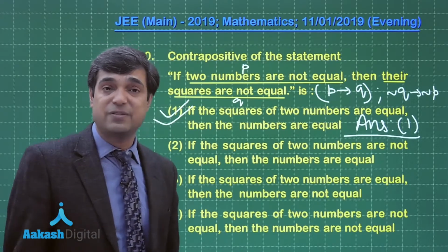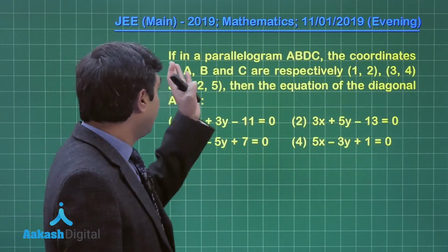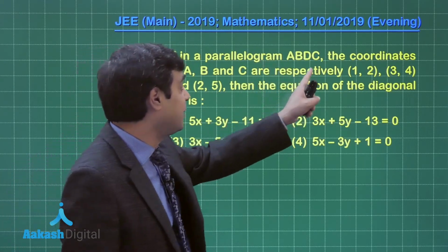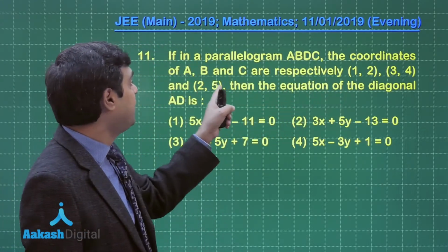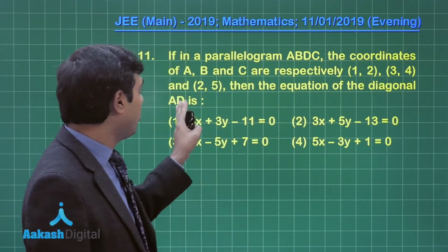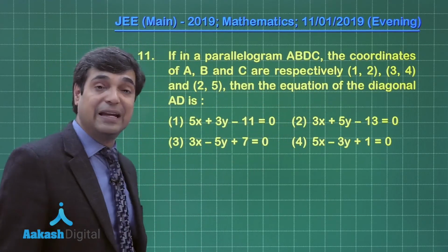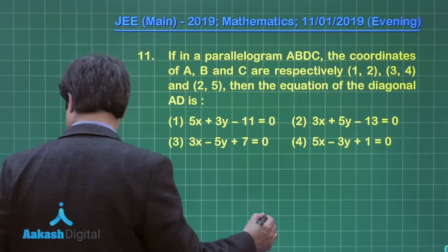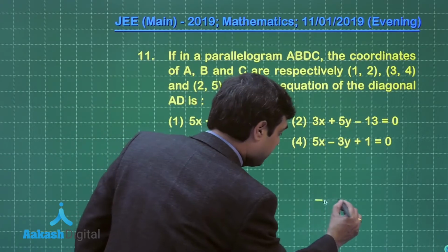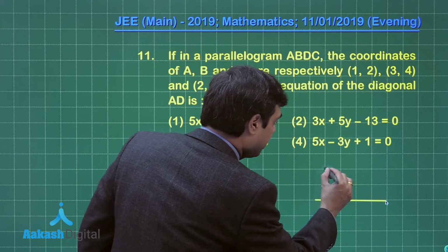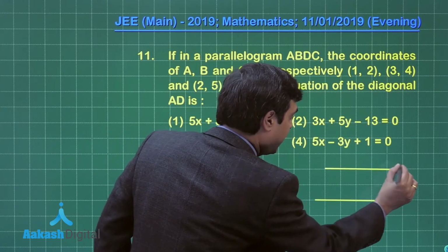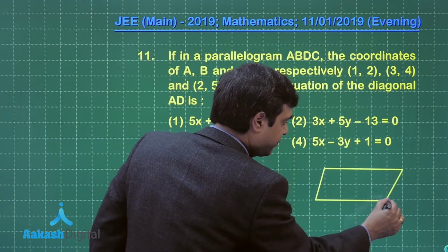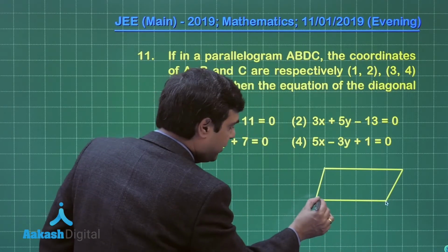Let us move on to the next one, question number 11. In a parallelogram ABDC, it is not CD, it is DC, the coordinates of A, B and C are respectively given, then the equation of diagonal AD is. So, let us form a parallelogram first. For that purpose, let us say we have a pair of lines like this, 1 and here 2, correct. Then we have another set here as well as here. Let us draw a diagonal AD.